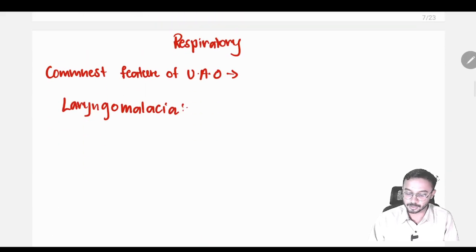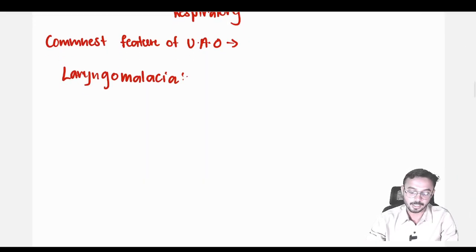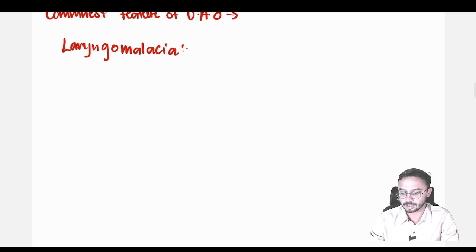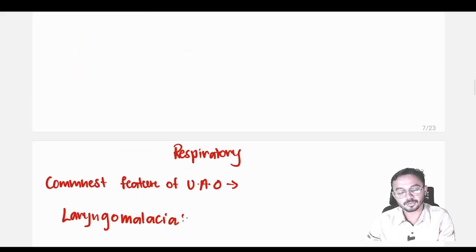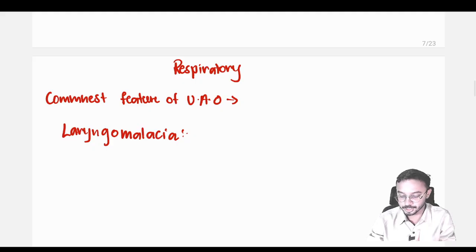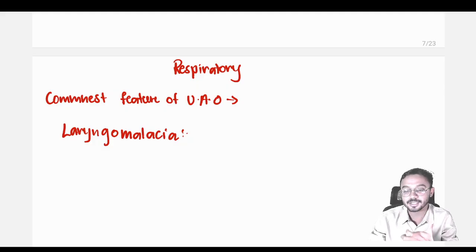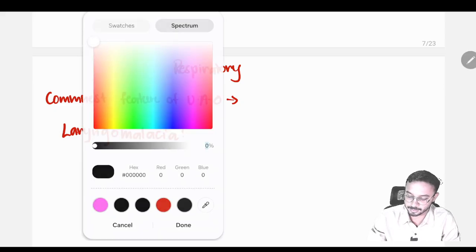And now let's move on to pediatric respiratory. In pediatric respiratory, I will be teaching all the concepts. So now we have completed cardio, now we move to respi. If anybody asks the commonest feature of upper airway obstruction, what sound will you get if the upper airway is obstructed? That is your stridor.